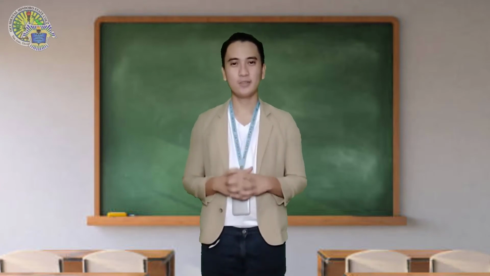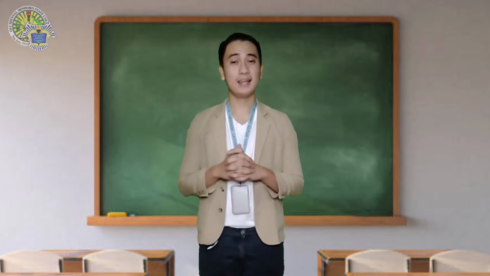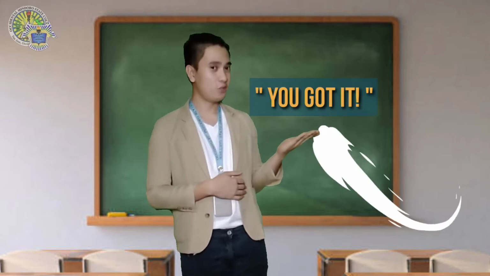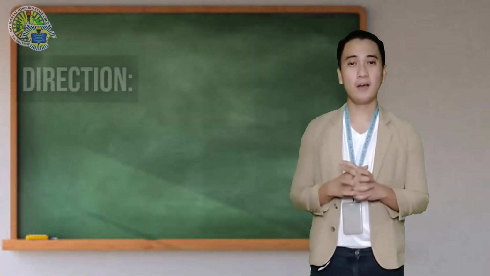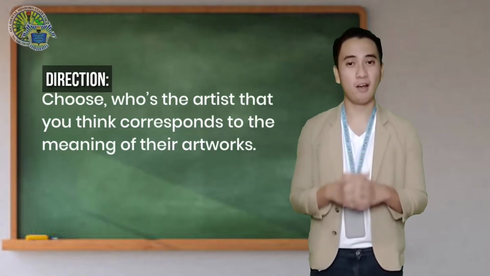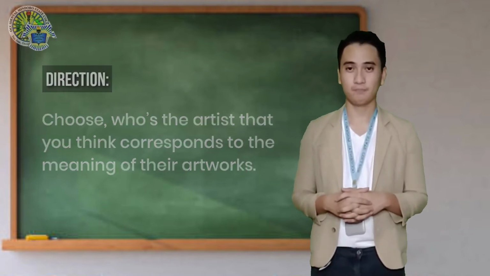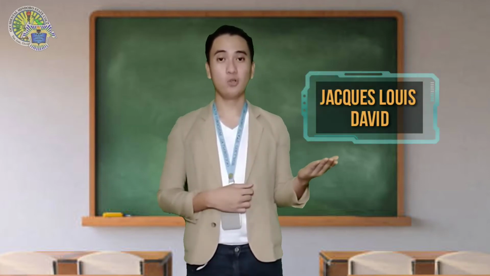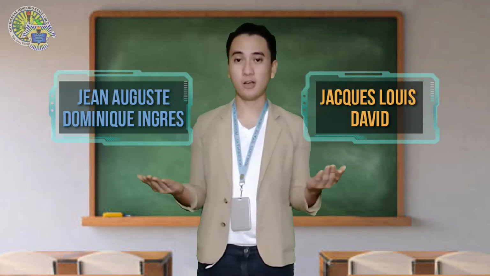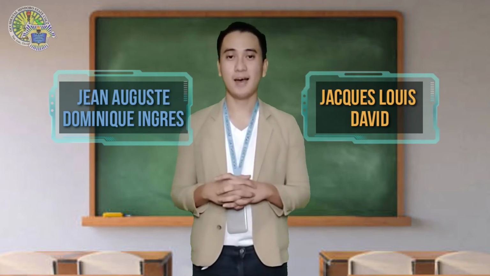Okay, just be honest. Have you listened to my discussion? Okay, to test if you really listened, let's have an activity. This activity is called You Got It. All you have to do is to choose who's the artist that you think corresponds to the meaning of their artworks. Okay, let's start. Here are the choices: Jacques-Louis David and Jean-Auguste-Dominique Ingres.